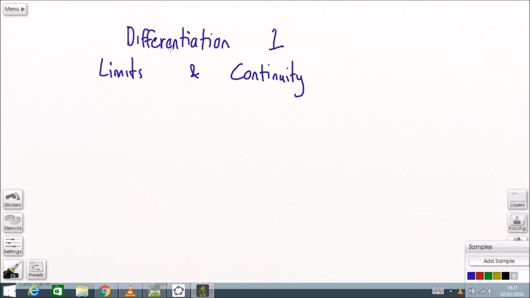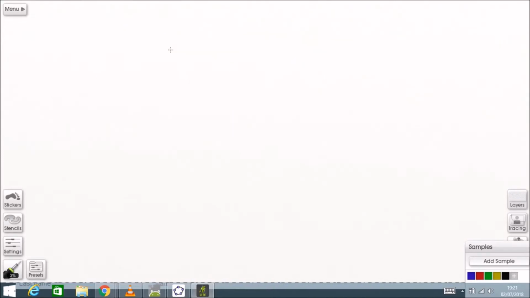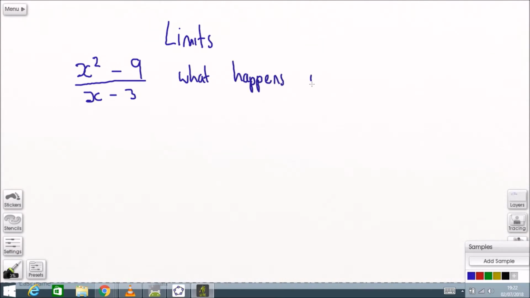We're going to start this topic by looking at two fundamental ideas of limits and continuity. To start with, limits are when you have a function, for example x squared minus 9, and you want to know what does this function look like near, or as it approaches, a point. So near the point x equals 3 in this case, because at this point the function doesn't actually work.